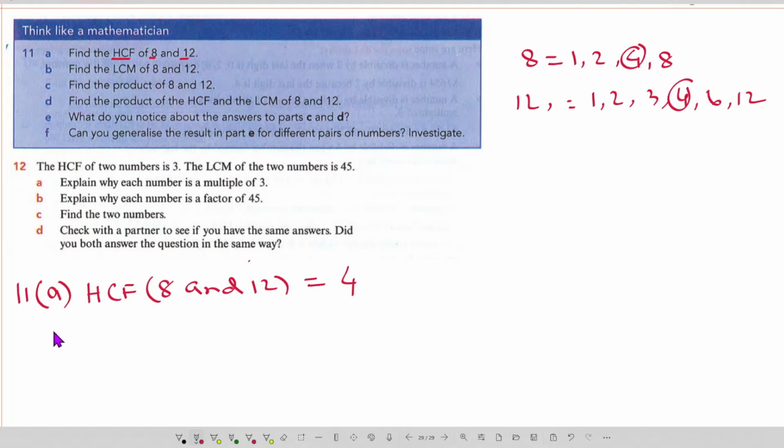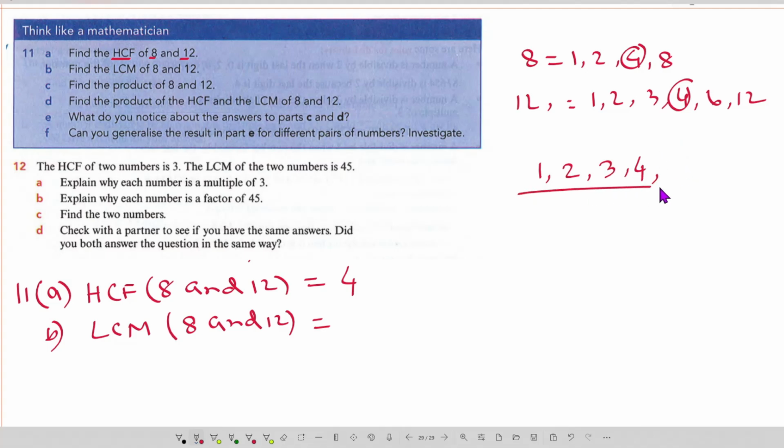Okay, and number B, LCM, similarly of 8 and 12. Now we have to find the least common multiple. So we can take 1, 2, we also take 3, common or uncommon, everything we can collect, and 4, and this is the thing, right?